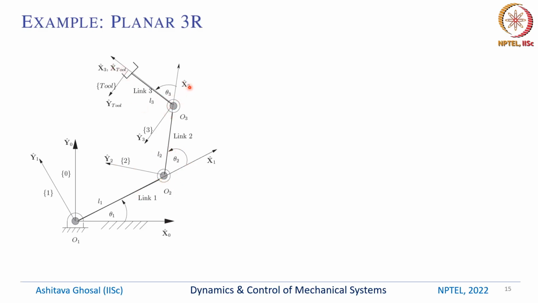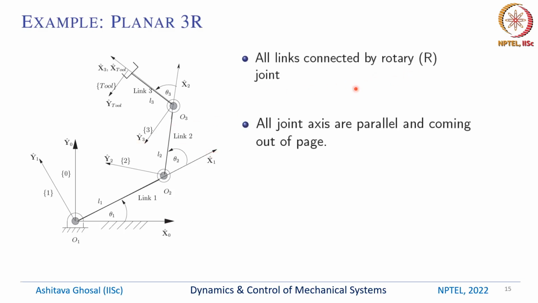And then we have the third link which is rotating with respect to the second link by theta 3, and this is the x and the y-axis for the third link. Okay, so this is x3, y3, this is x2, y2, and this is the origin, and this is x1, y1, and this is the origin. So this is an example in a plane. All the z-axes at every coordinate system are coming out of the page and are parallel to each other. So all links are connected by rotary joints. All joint axes are parallel and coming out of the page.